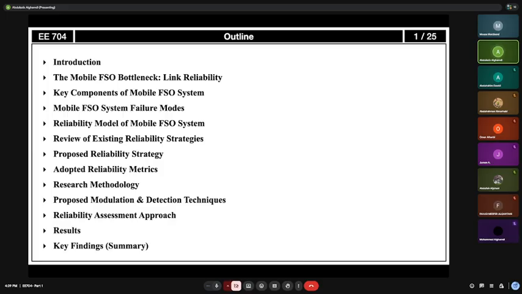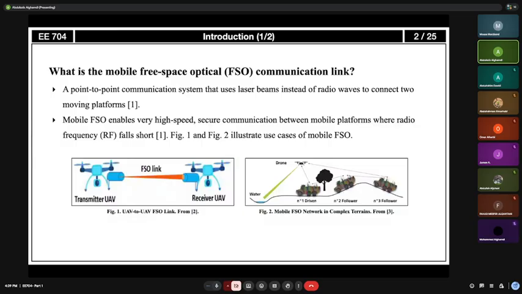And then what are my proposed modulation and detection techniques to improve the reliability. And then I will go over the reliability assessment approach, and following that, the results, and finally, the key findings or a summary of the work.